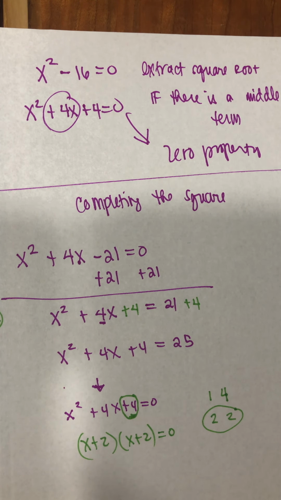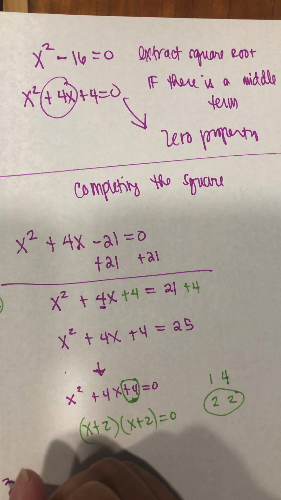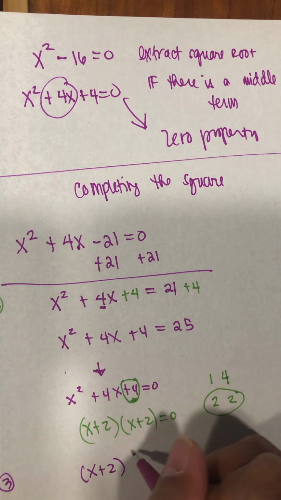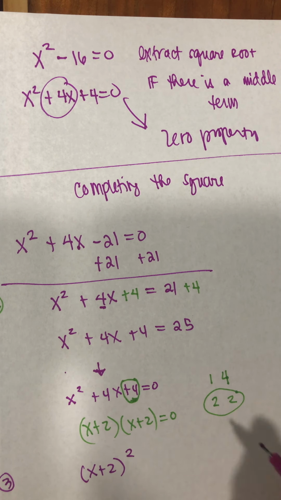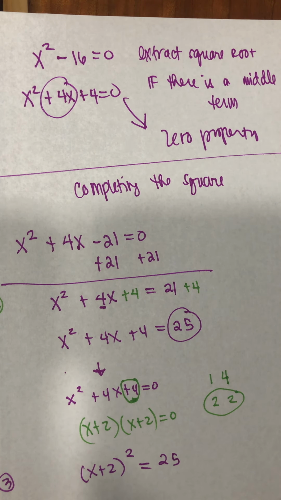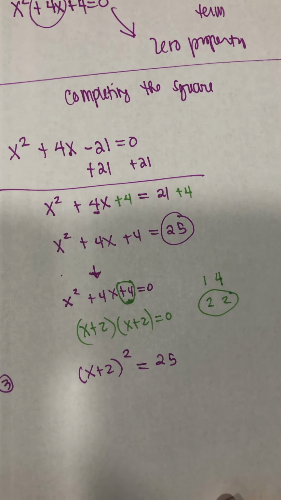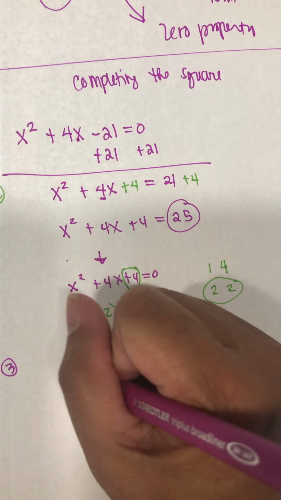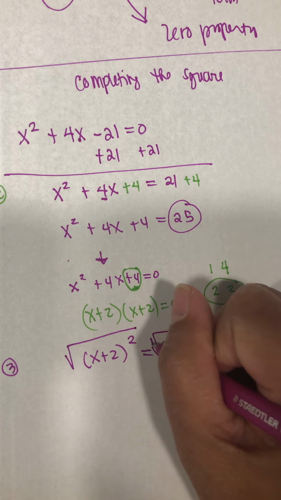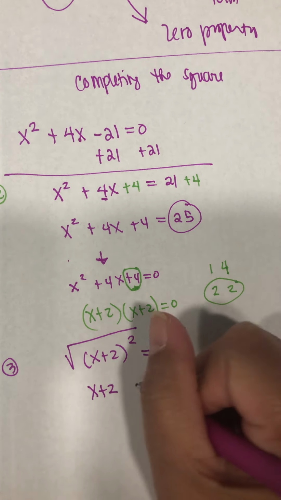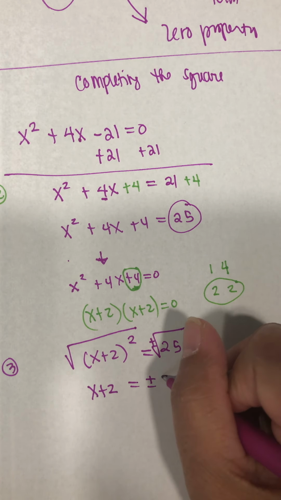So what happens here is now when we go to step 3, you can just write it as x plus 2 squared, because there are 2 of them, is equal to, what was that? Equal to 25. All right? And then you could just extract the square root now. Okay? So now when you extract the square root, you have plus and minus. So then you end up with an x plus 2 is equal to plus and minus 5.